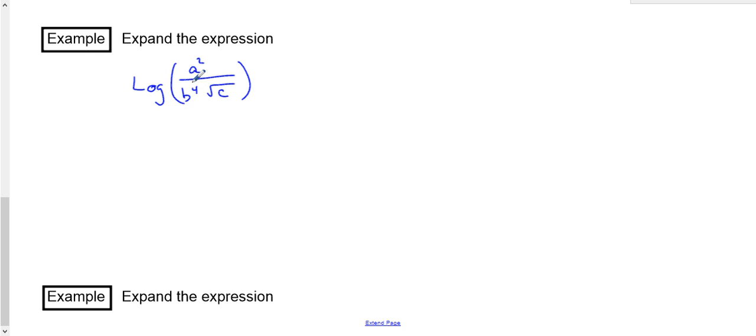And because I am dividing by two terms here, I'm going to put those in parentheses. So I have log of a squared minus log of b to the fourth, and these two are being multiplied times each other, so these will be added inside the parentheses here, and it will be log of the square root of c.